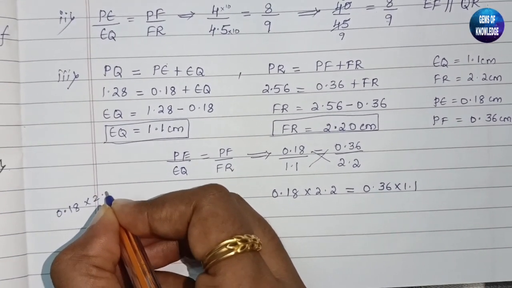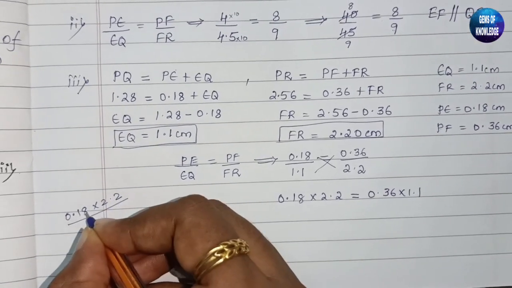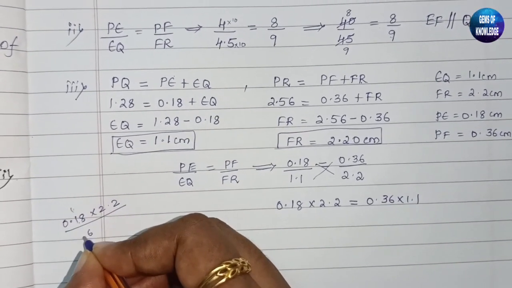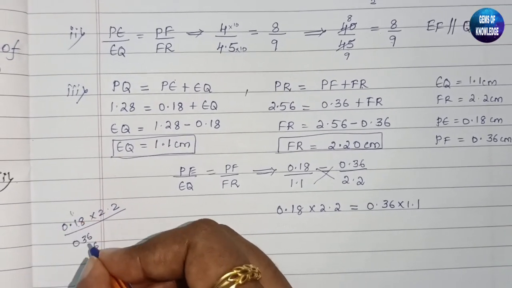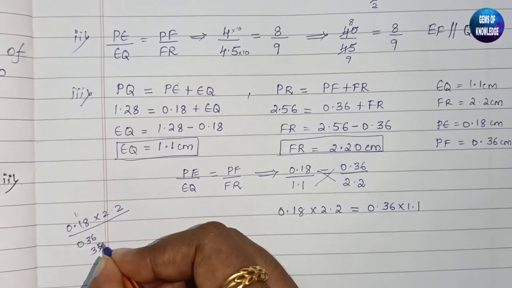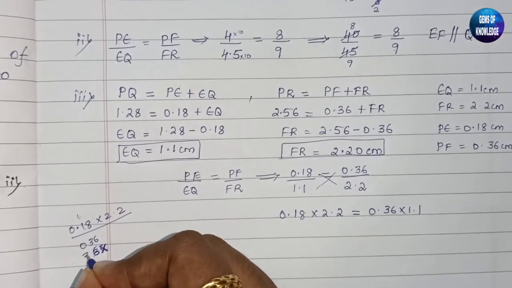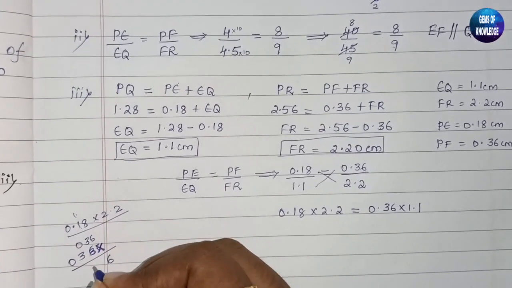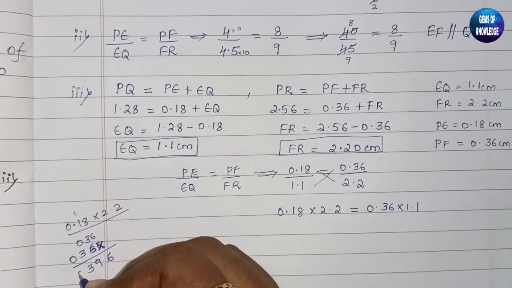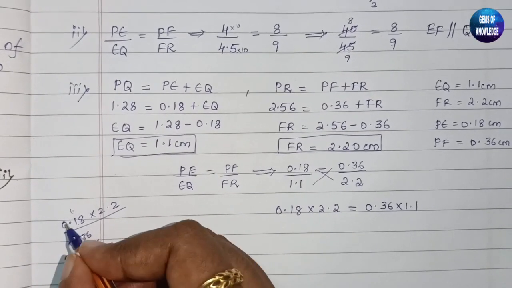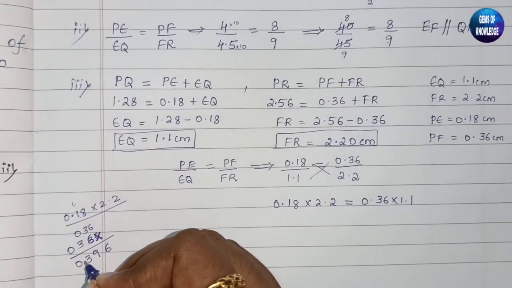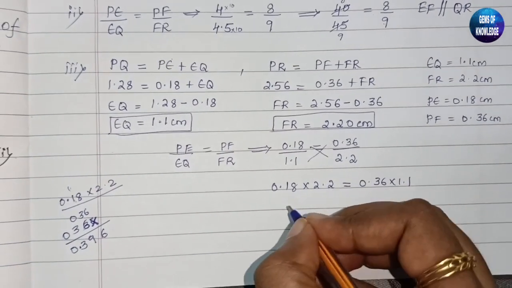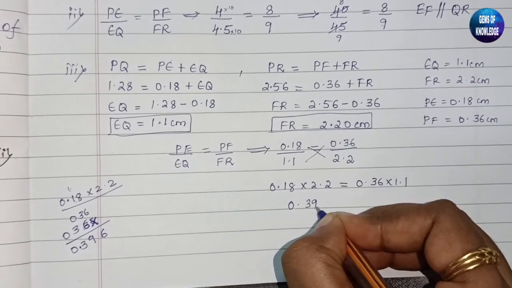0.18 into 2.2. So 2 8s are 16, 2 1s are 2, 3, and 0 will be as it is. Again 2 8s are 16, 1 will be carried, 2 3s are 6, 6, 3 and 0. The point will be after 3 numbers, because after the point there are 2 numbers here and 1 number here, so totally 3 numbers. So here we are going to get 0.396.